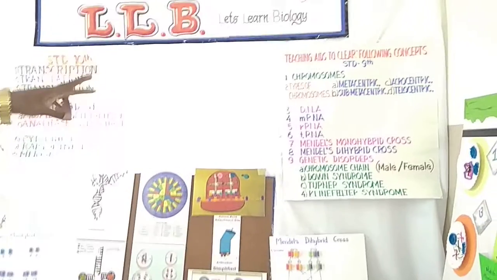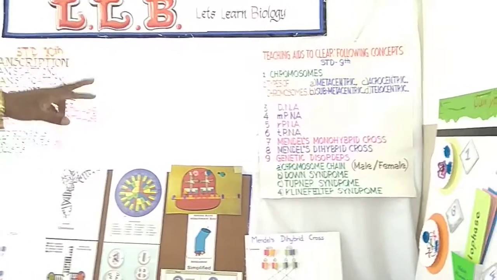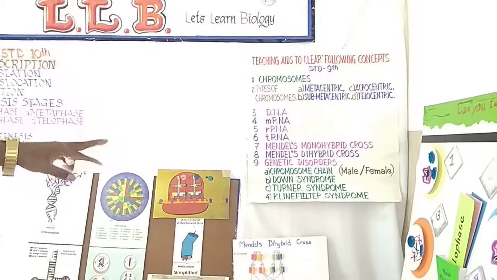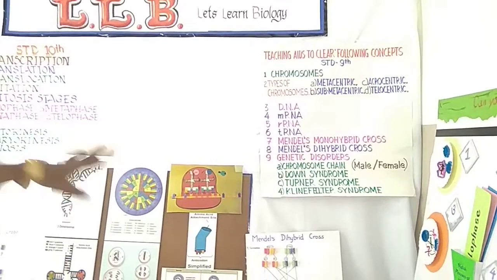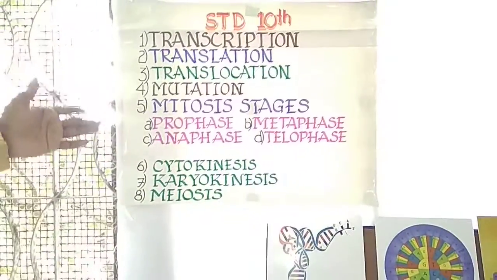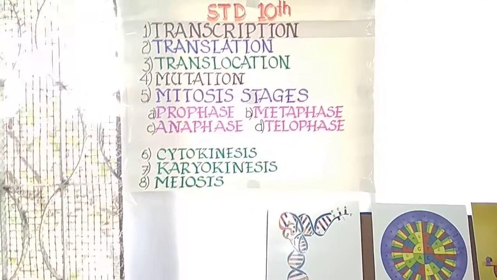Here I try to show the concepts of 9th standard, with teaching aids to clear the following concepts. From this project you can see clear concepts: number 1, chromosome; number 2, types of chromosomes; then DNA, mRNA, rRNA, tRNA; Mendel's monohybrid cross, Mendel's dihybrid cross; genetic disorders, including Down syndrome, Turner syndrome, and Klinefelter syndrome. Similarly for the 10th standard: transcription, translation, translocation, mutation, mitosis stages. There are 4 different stages of mitosis, and cytokinesis, karyokinesis, and meiosis. So let us start, how to clear the concepts.